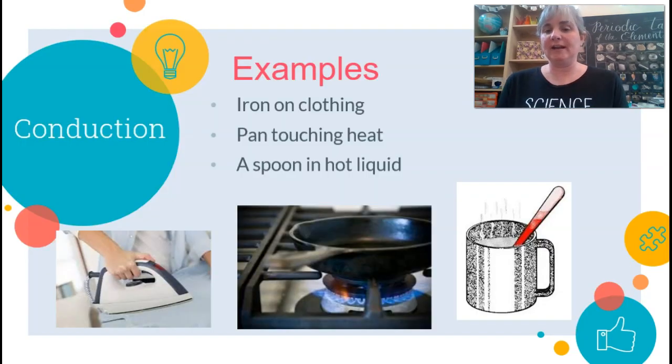Examples of conduction: an iron on clothing. That iron is directly touching the fabric, so the heat is moving from the iron to the thing that it's touching. A pan. We've got heat touching the pan, making the pan hot, and then anything in the pan is going to get hot because it's touching the pan. A spoon in hot liquid. The spoon is going to get hot because it's touching something that's hot. So the heat will move through that by touching. So those are some examples of conduction.